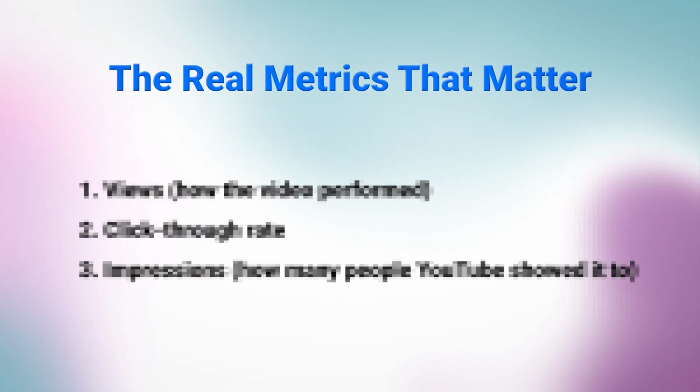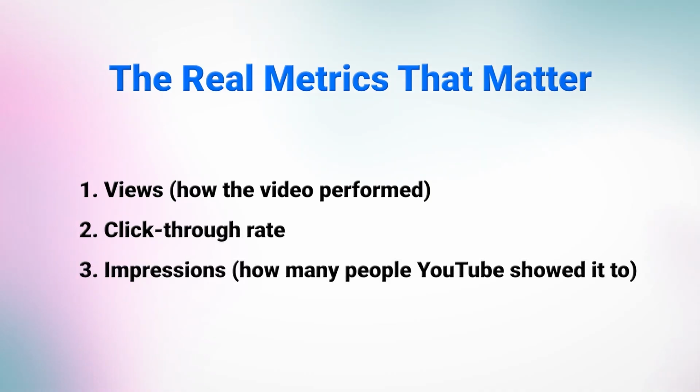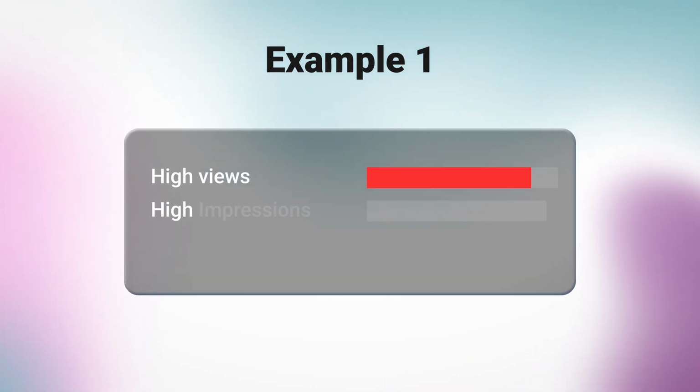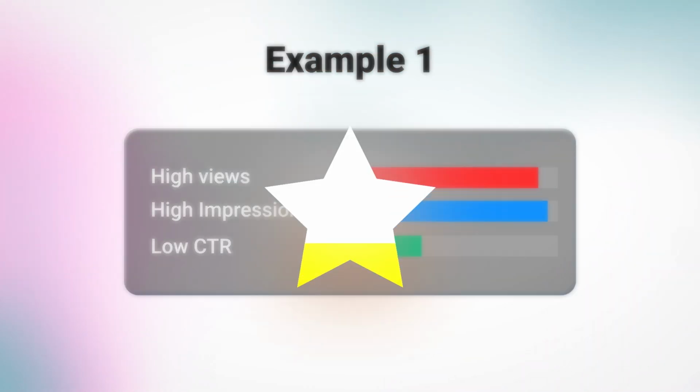Look at these three things together. The views, how the actual video performed, and the click-through rate impressions. How many people YouTube actually showed it to? Here's example 1. High views, high impression, low CTR. That means the thumbnail is probably good. YouTube pushed it to tons of people, so CTR dropped, but you still got views.